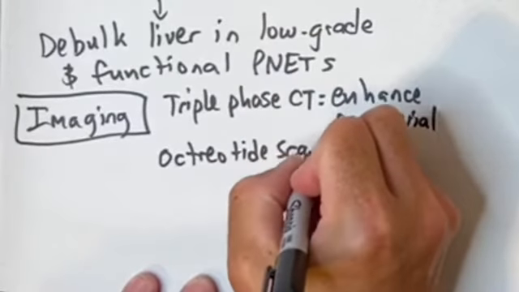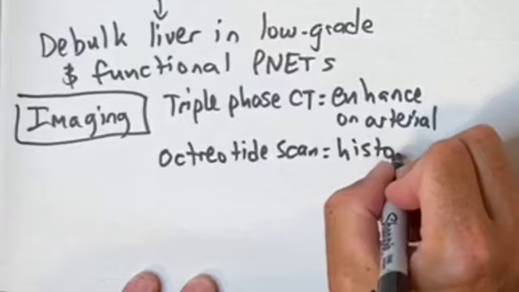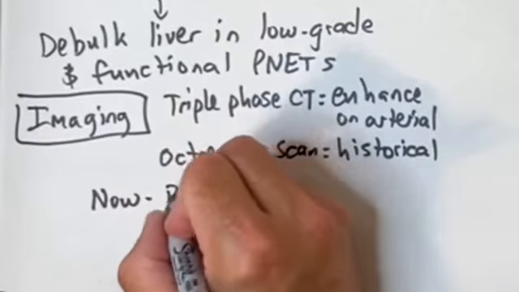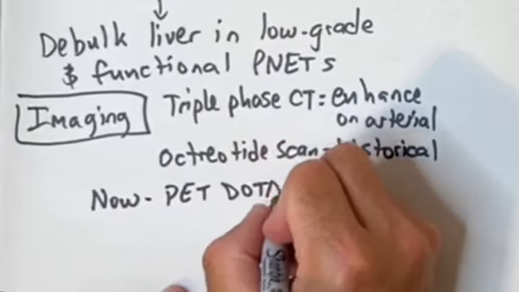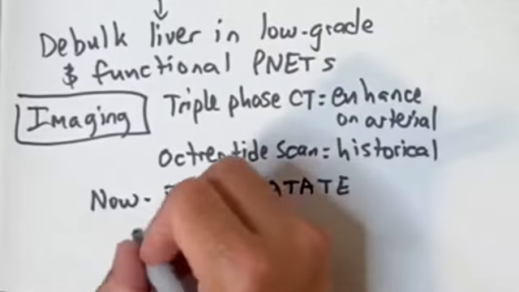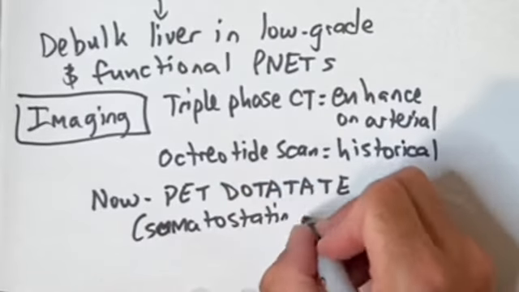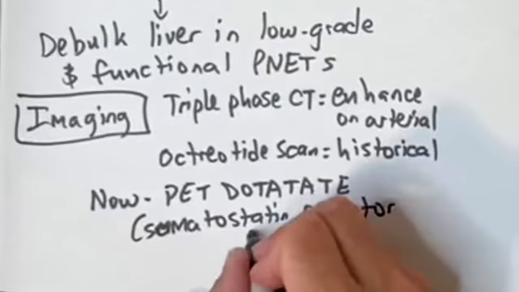Octreotide scans used to be a common answer for pancreatic neuroendocrine tumors. However, almost all neuroendocrine tumor imaging is now done with PET dotatate scans, which is a somatostatin receptor scintigraphy scan using a PET technology. This has largely replaced octreotide scans.